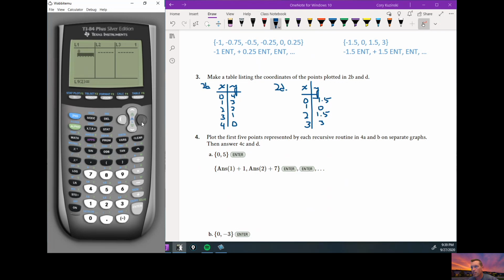So 0, 5 is my first point. And with the first value, the X value, we're going to add 1 every time. And how many points are we doing? First 5 points. So we're going to do 1, then 2, then 3, then 4. So there's our first 5 points. Now I can see here that our Y value is being increased by 7 each time. So we're going to go from 5 plus 7 is 12, 12 plus 7 is 19, 19 plus 7 is 26, plus another 7 is 33.